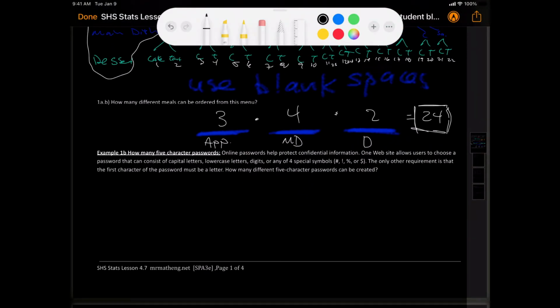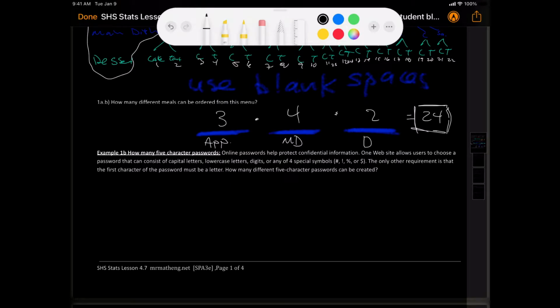Okay, you go ahead and try example 1B. Press play when you're ready to kind of try it together. Online passwords. How many 5-character passwords? Online passwords help protect confidential information. One website allows users to choose a password that consists of capital letters, lowercase letters, digits, and any 4 special symbols.